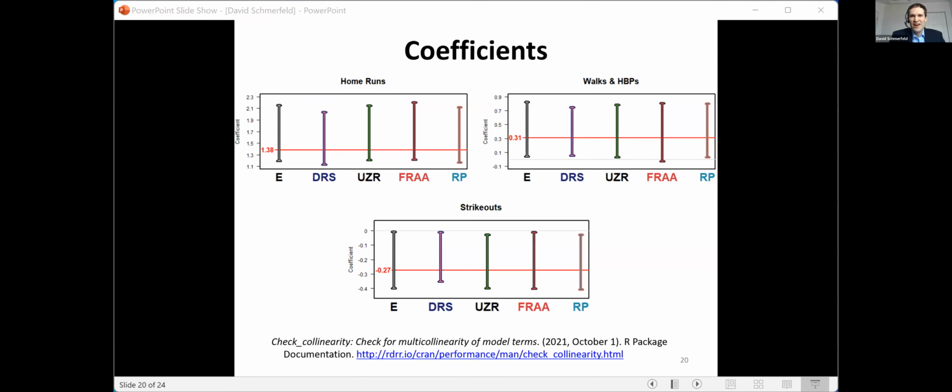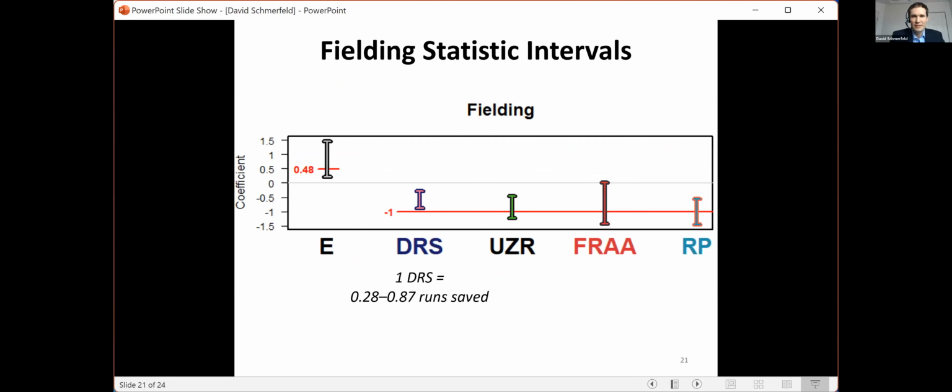Second, the 95% confidence intervals are very wide. That's because I increased these by factors to account for multi-collinearity between the predictors. Okay, so these are the pitching intervals. Let's take a look at the fielding intervals. So here's the fielding statistic intervals.